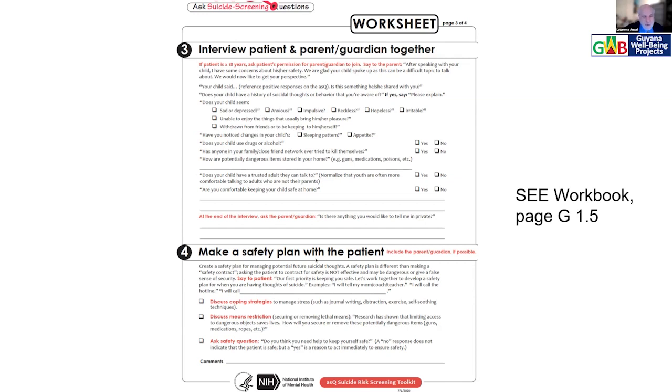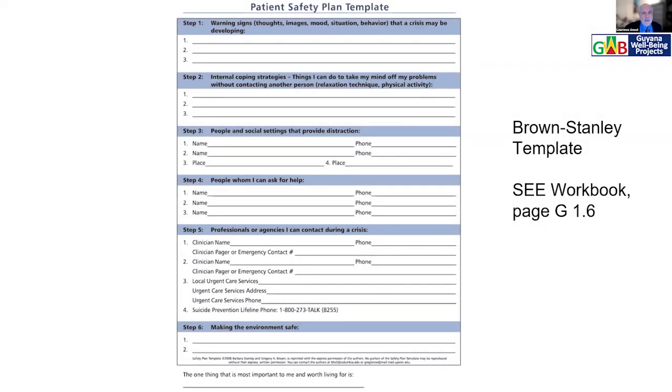And then what you want to do is make this safety plan. And I'm going to talk about the safety plan in a moment. And here is the template for the safety plan. And let's go over this in great detail.